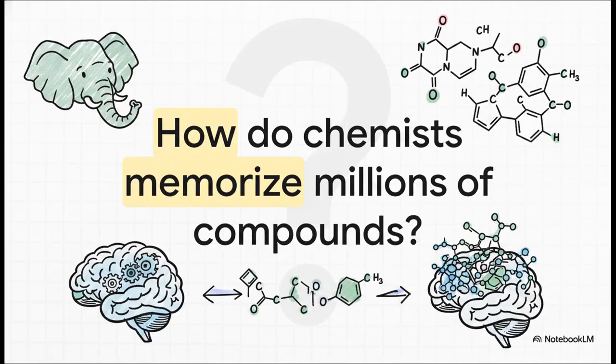So let's just address the elephant in the room right off the bat. Every single chemistry student faces this one massive fundamental question. How on earth do chemists memorize millions of organic compounds? Seriously, think about that for a second. There are literally millions of known organic molecules out there. If learning chemistry meant rote memorizing every single one of them, nobody would ever become a chemist, right? The human brain just isn't wired for that kind of brute force data storage.